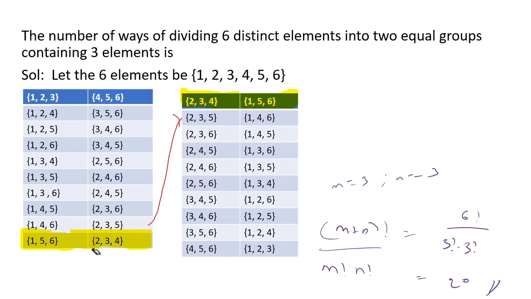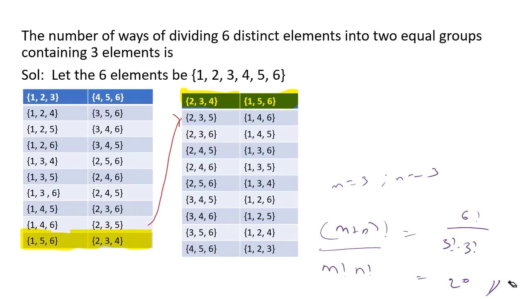If you observe this partition and this partition: this partition is 1, 5, 6 and 2, 3, 4, and this partition is 2, 3, 4 and 1, 5, 6. Both are the same. So instead of getting 20 divisions, I will have only 10 divisions. These 10 divisions are in some way a duplicate copy of these 10 divisions.